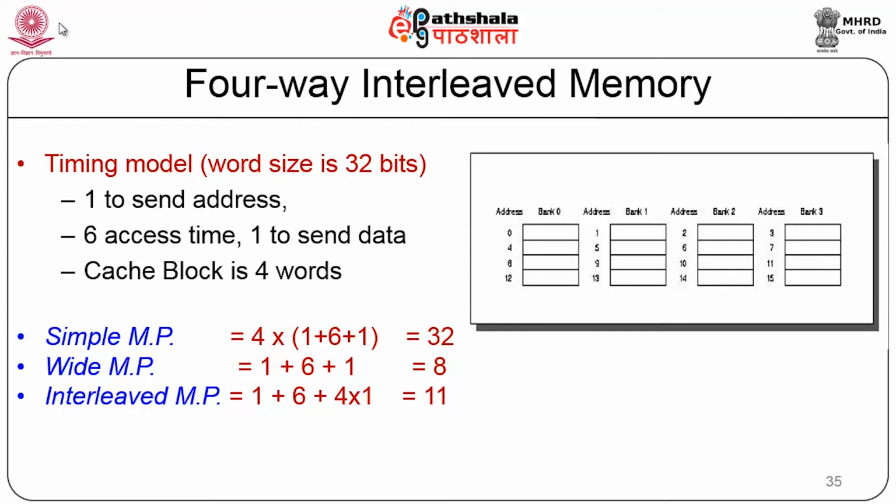Each word is going to take 1 plus 6 plus 1: 1 to send an address, 6 is the memory access time, and 1 clock cycle to send the data back. So that gives you about 32 clock cycles.